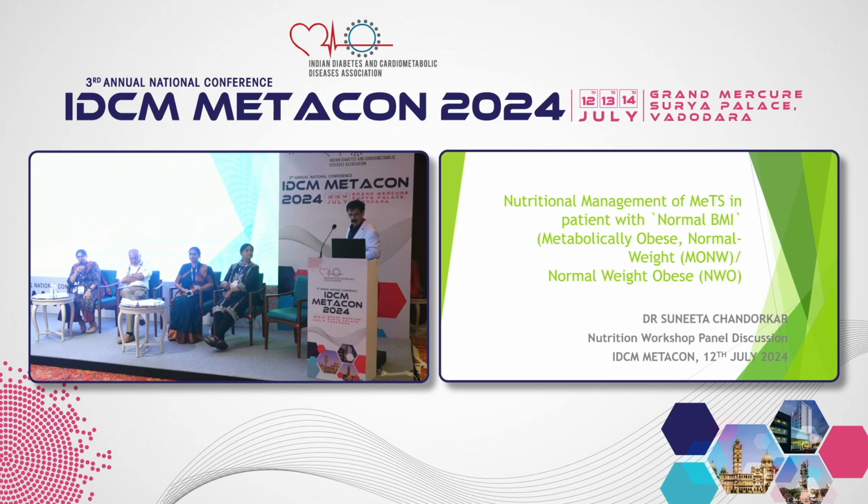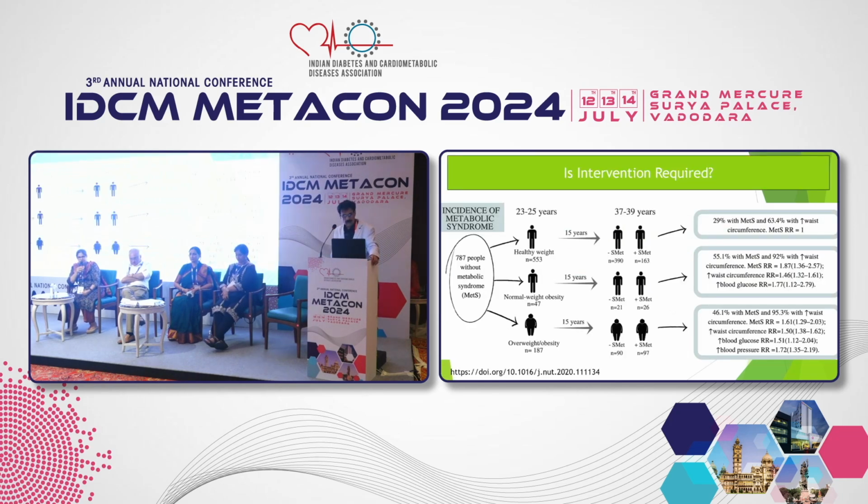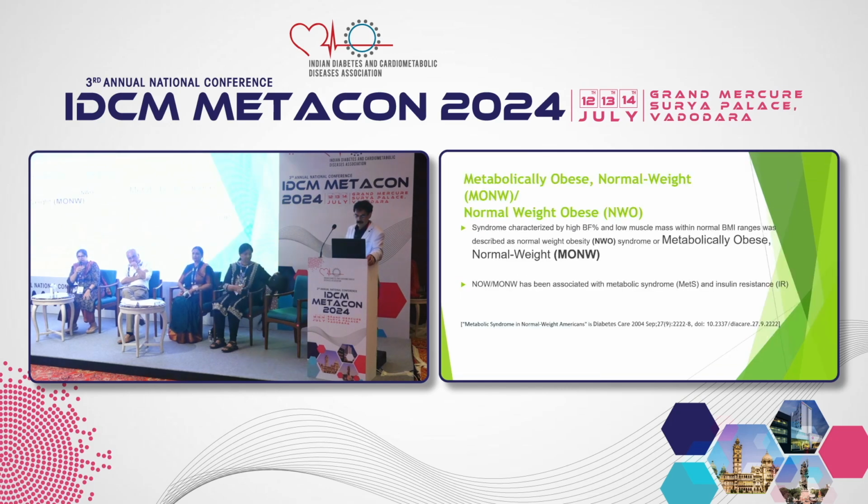Yeah, so we are essentially talking about the normal BMI, that is metabolically obese normal weight or normal weight obese people. Next, please. So yes, why should we intervene? This illustration very clearly shows the middle one, those who are normal weight obese, they are more likely to become diabetic sooner than the other ones. Next one. So we need to intervene. How do we intervene? This syndrome is characterized by high body fat percent, and therefore, though they present with normal body weight, they have insulin resistance.